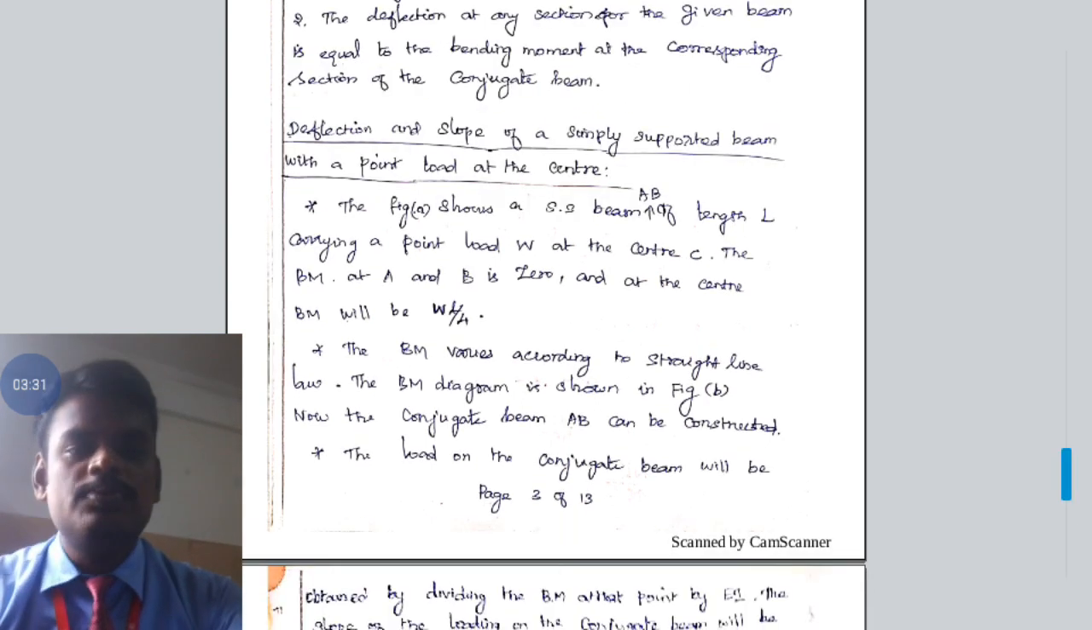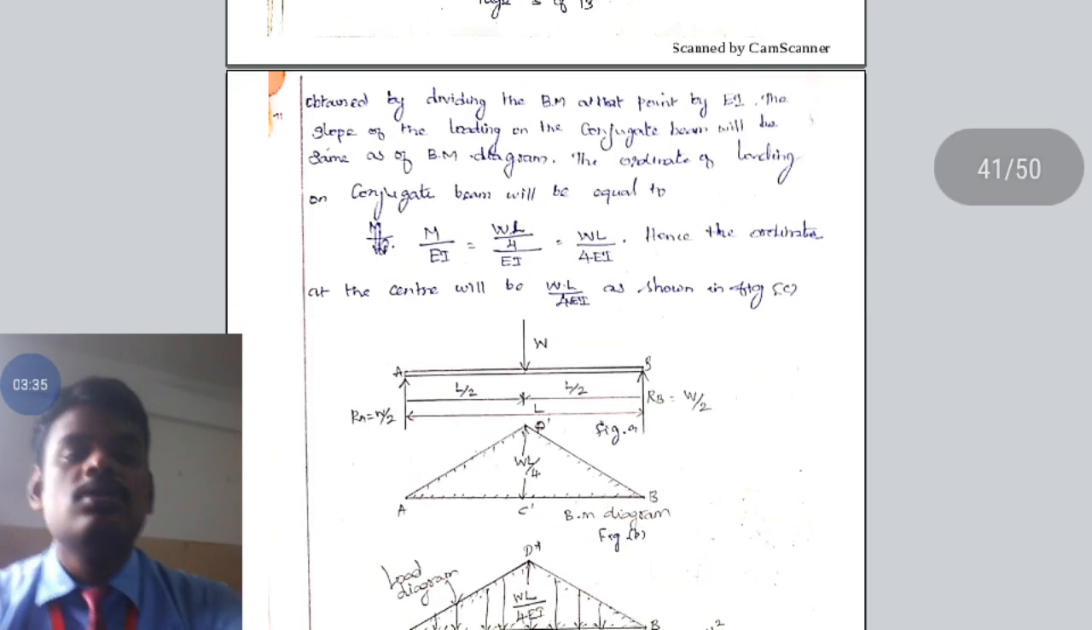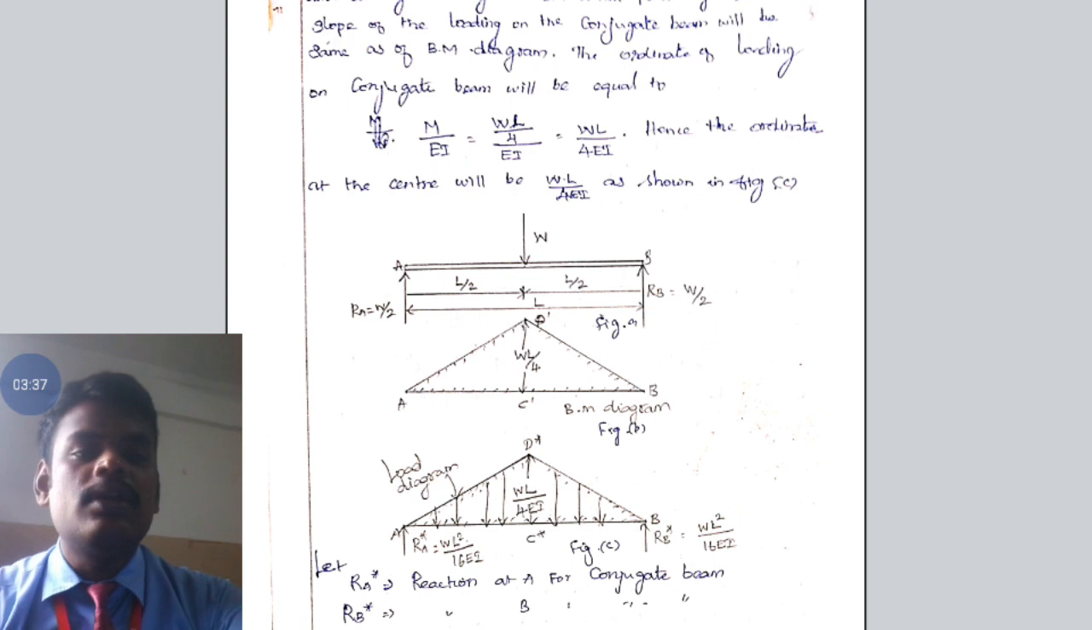So first, here you can see the picture. The total length of the beam is L and the value of the point load is W. This load is acting exactly at the center of this simply supported beam. We know the maximum value of bending moment from the previous problems. So it is WL by 4.